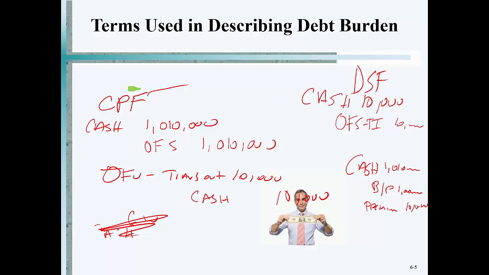I debited cash 10,000, just looking at what I wrote on the screen here. I credited bond payable of $1 million. I credited the premium for what? 10,000. Now I just debited the premium for how much?